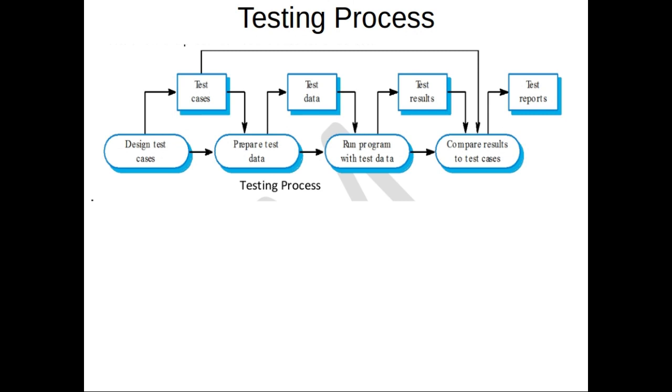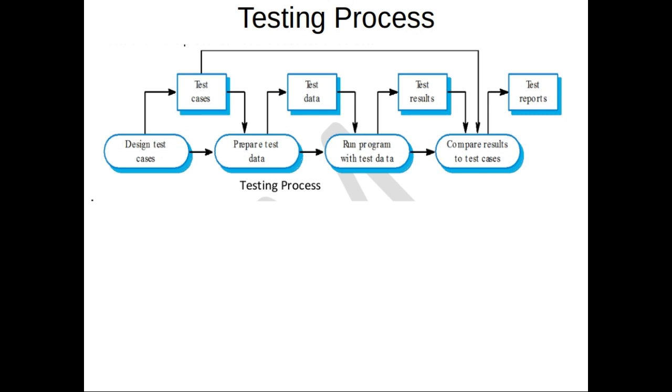Now, the testing process can be represented with a diagram like this. This testing process involves four processing activities. First processing activity is the design of test cases. Second activity is preparing the test data. Third activity is running the program with this test data. And fourth activity is comparing the results of these test cases.